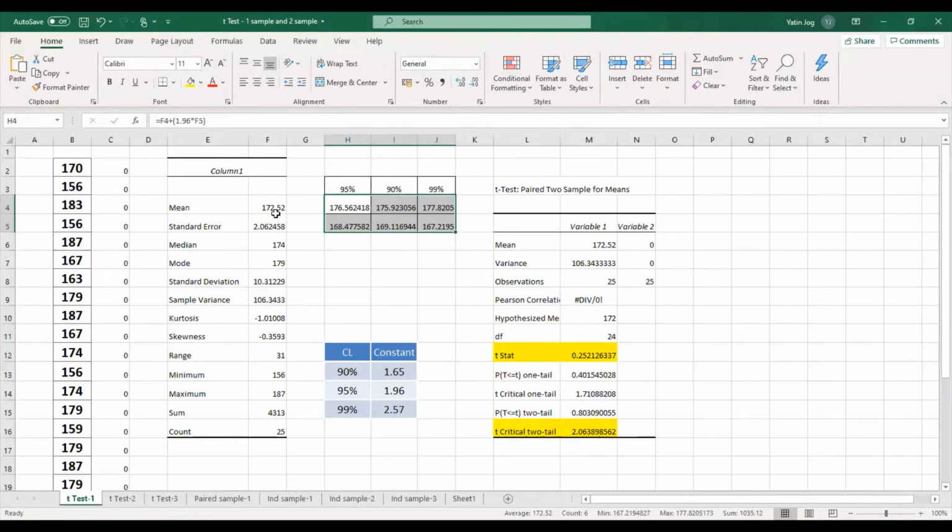This 172 belongs to this interval also, and this 172 belongs to this interval also. That means we fail to reject H0. My assumption is correct at all confidence levels. The same thing is coming here, because the t statistics is less than the t critical value, the t table value. That means we fail to reject H0. So that is the second way of doing the analysis with one sample using the data analysis method for t-test.